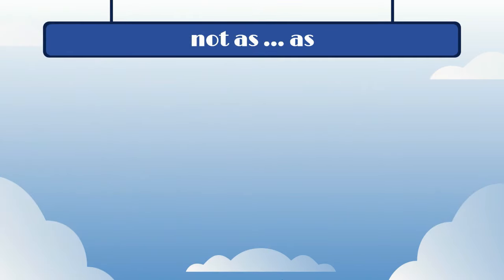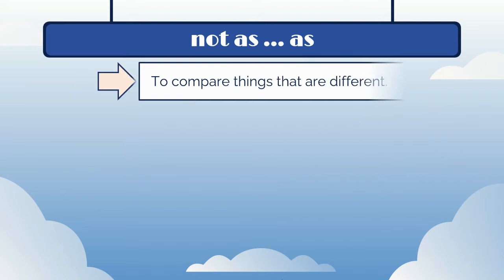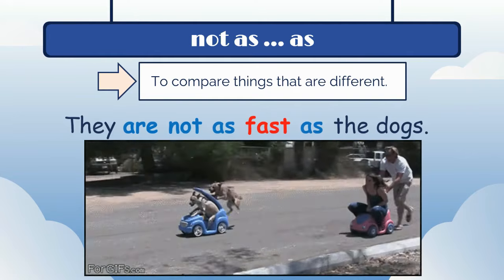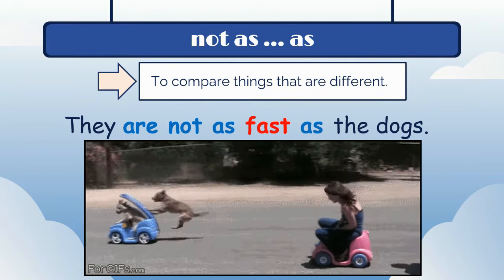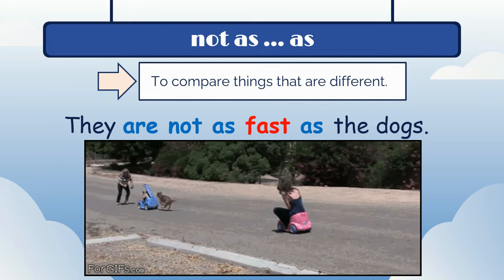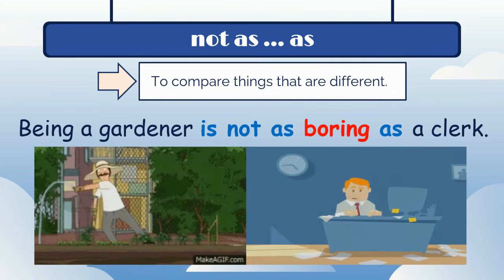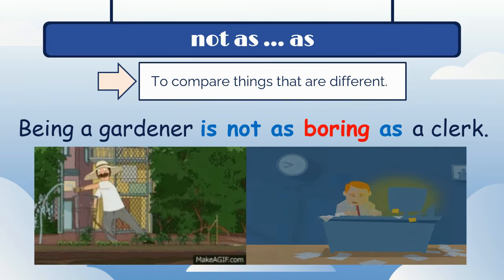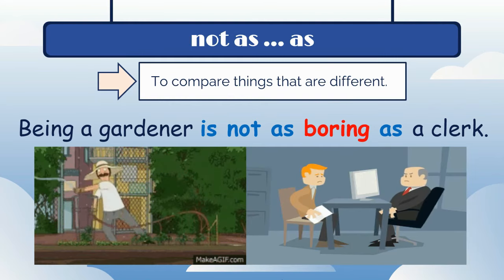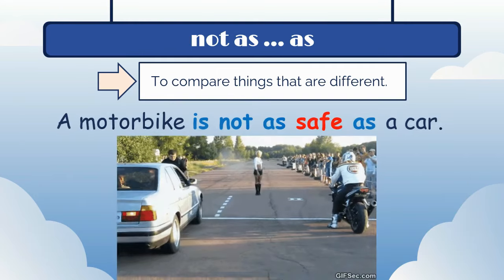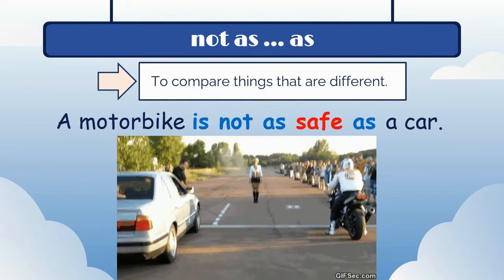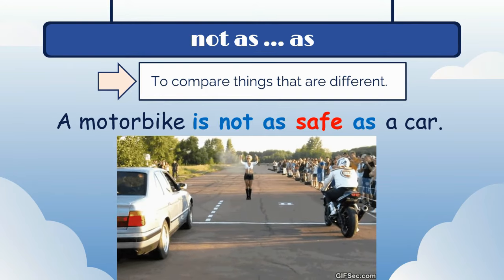Next, we use not as to compare things that are different or not equal. For example, they are not as fast as the dogs. Being a gardener is not as boring as a clerk. A motorbike is not as safe as a car.